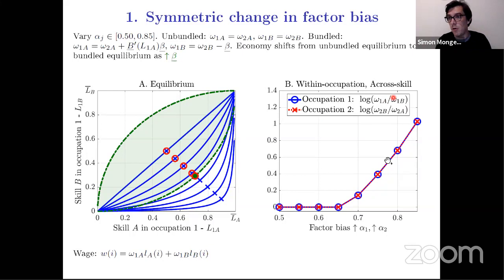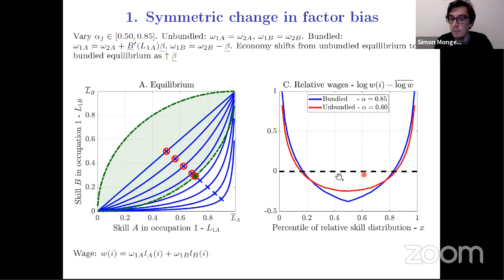Then the next step is, what does this do to wages? Here I'm plotting the relative wages of individuals relative to their within-occupation mean. I'm lining up individuals in terms of X, which I didn't define, which is their relative skill A to skill B, their measure of comparative advantage. These individuals get sorted to occupation one, and these to occupation two. In the bundled allocation, the specialists are going to receive higher wages. They're endowed with a vector of skills which is in particular short supply because of bundling, so they have a higher social value and a higher wage. The generalists have lower wages.